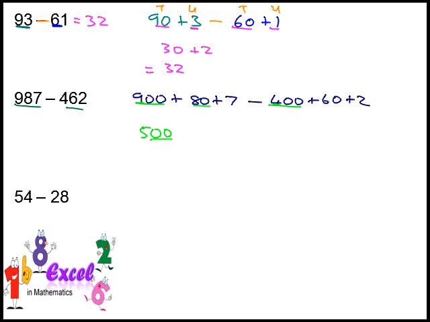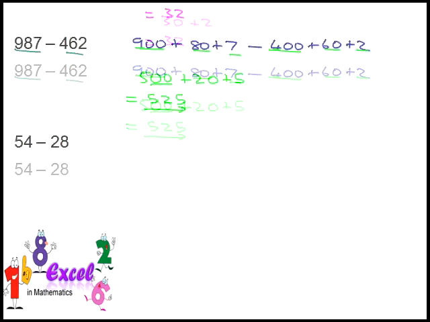We'll do the same for the tens. 80 minus 60 will give us 20, because 8 minus 6 is equal to 2, and then you just add the 1, and then 7 minus the 2 will give you 5. So then the answer is 525 when you put them all back together again as a single number.